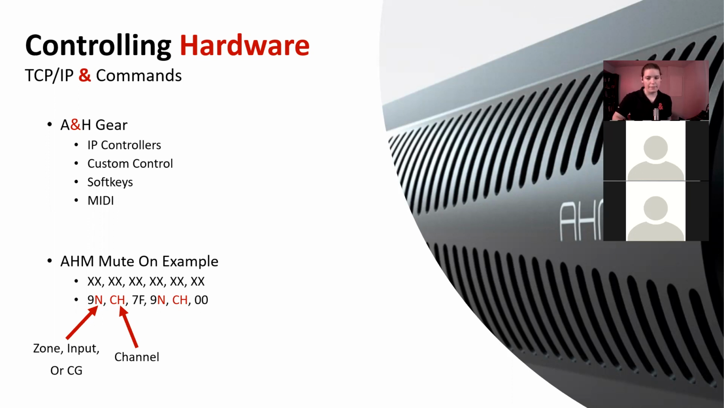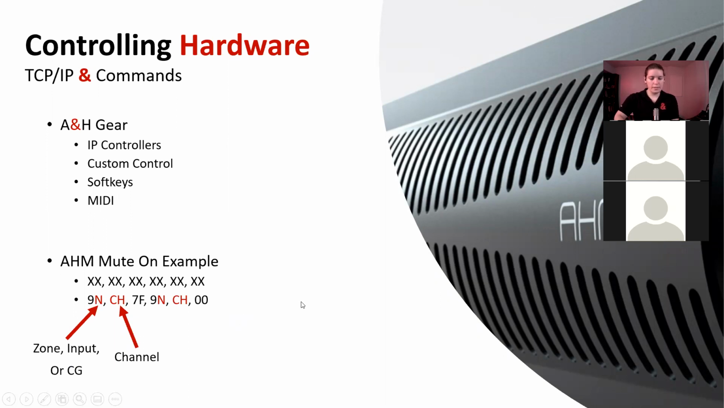So let's pop out of here. Does CG stand for control group? Yes, it does, good point. Control group, because who wants to write that out? So it's zone, input, or control group. For this mute, I can pick whether I want to mute a zone, an input, or a control group. On this one, I think I programmed an input.